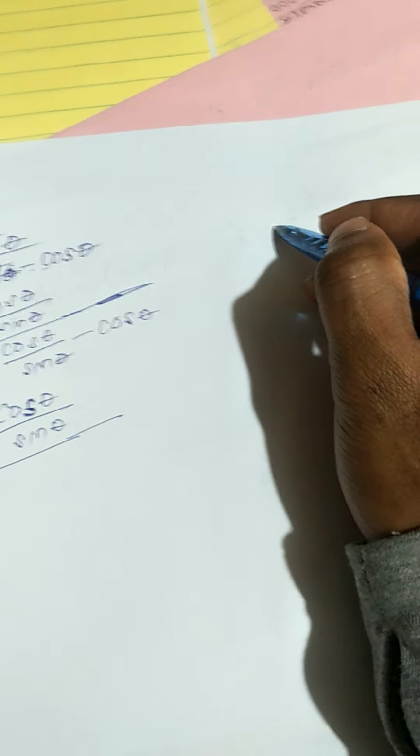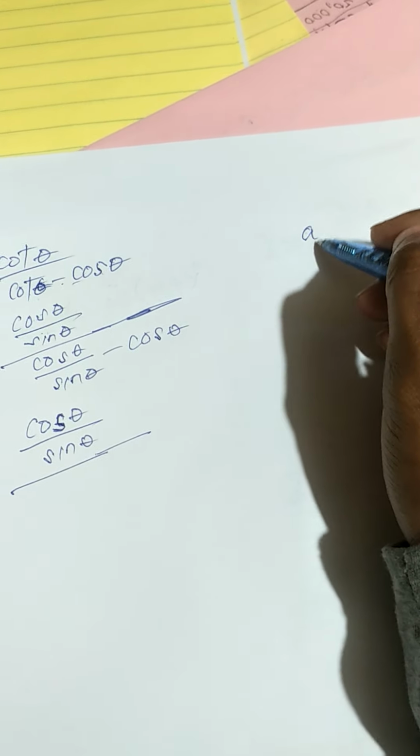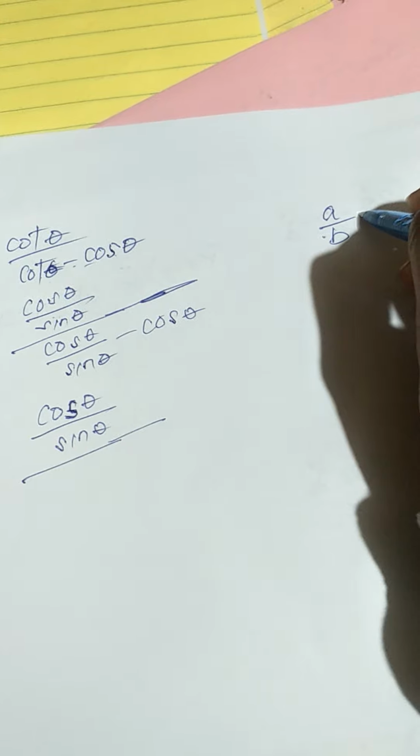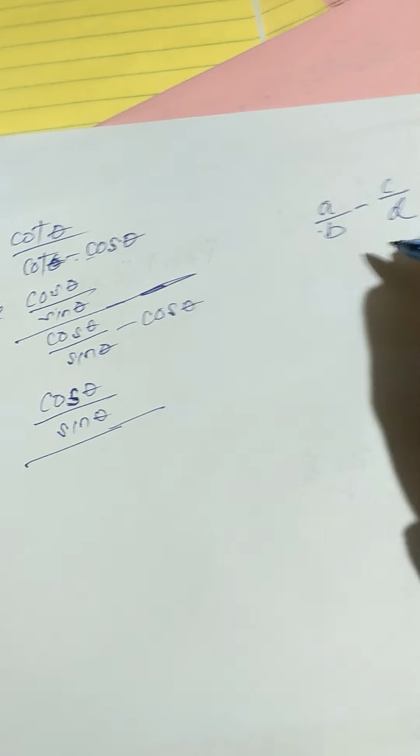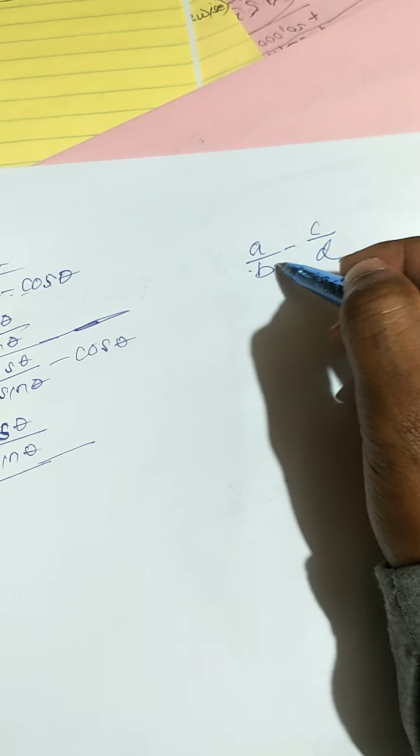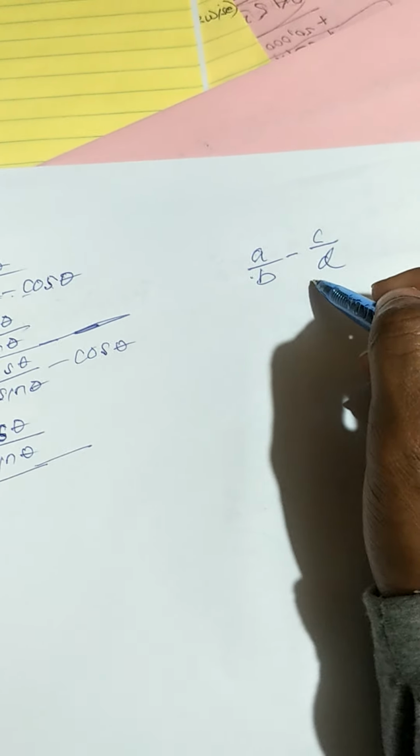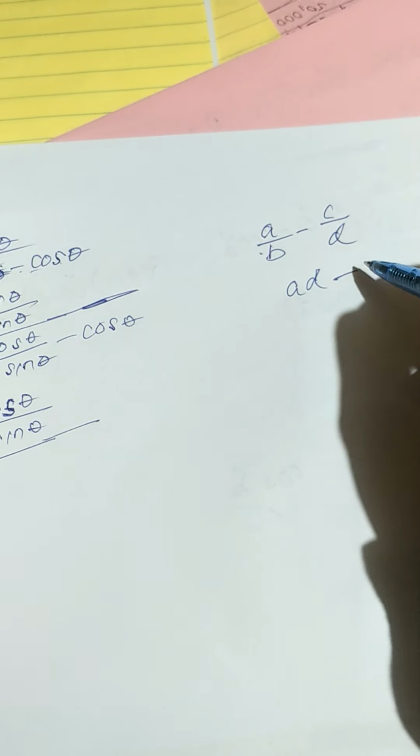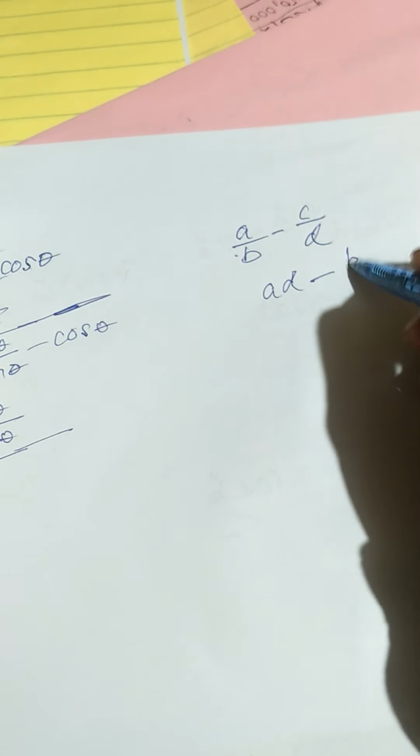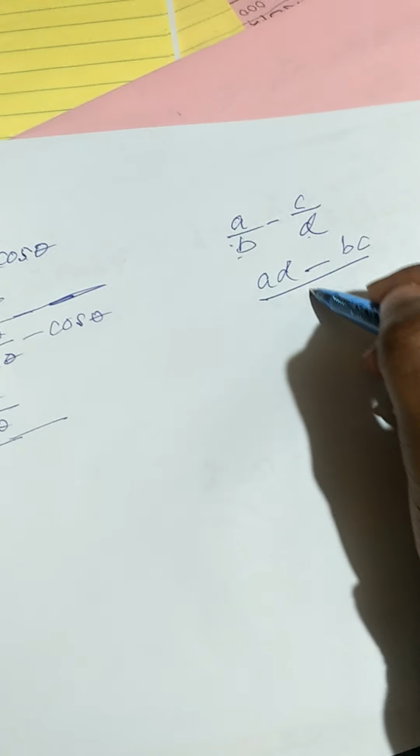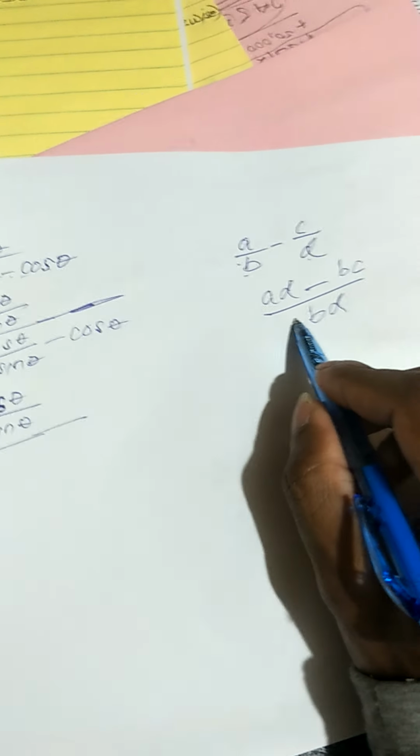Okay, guys, so if I use a all over b minus c all over d, so if I cross multiply, a minus a multiplied by d, which is ad, keeps the sign, b multiplied by c, which is bc, all over b multiplied by d, straight bd. So this is the rule that I'm going to apply here.